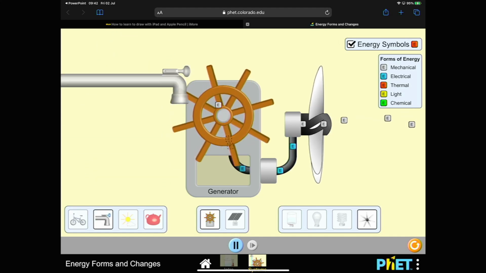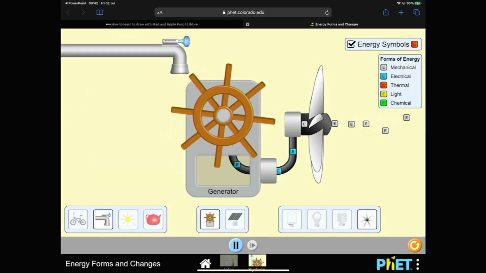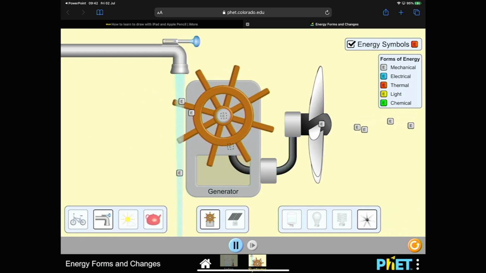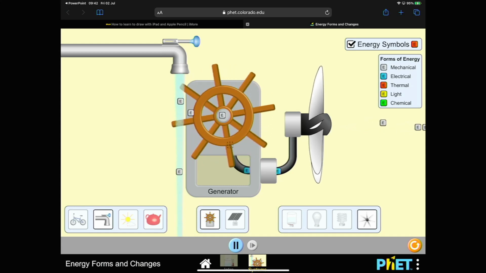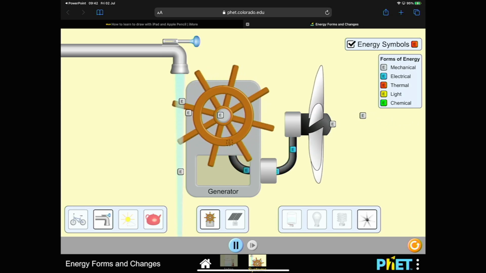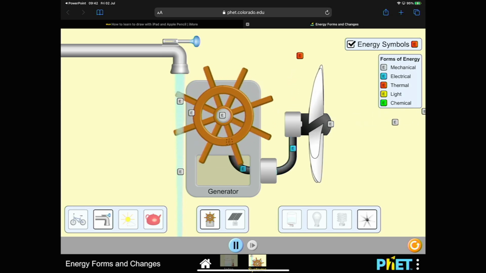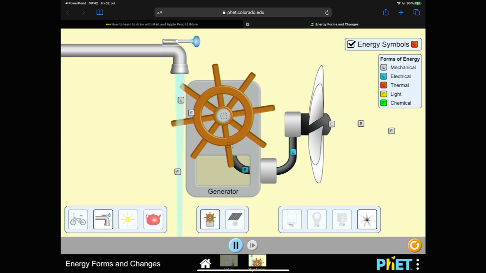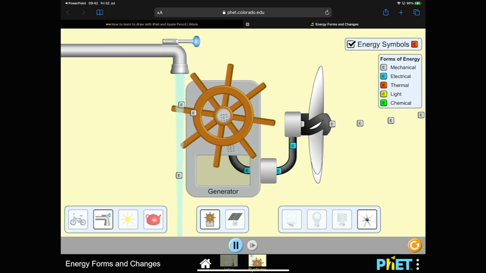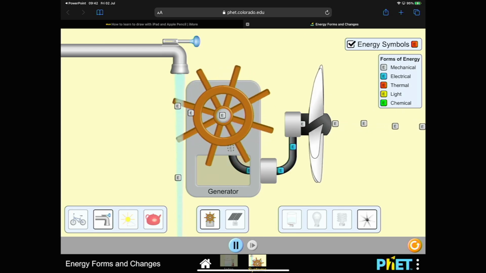Let's change the rider to water. We've got a pipe of water, and we are now releasing mechanical energy. It's that potential energy as well as the kinetic energy that we did in the lesson, turning the wheel and making, can you see the turning of the fan, releasing mechanical energy again.